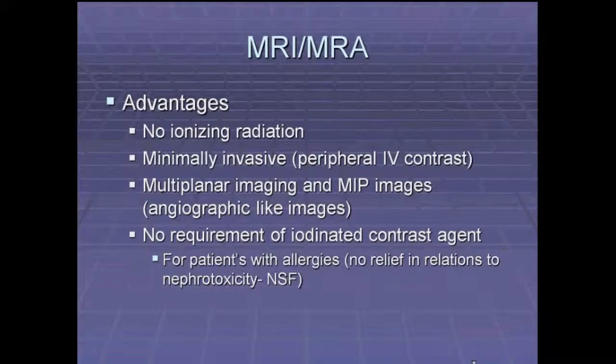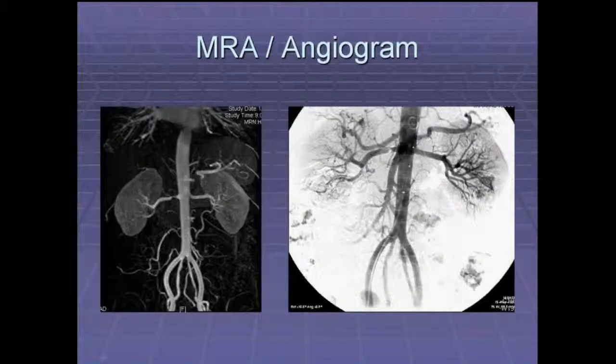How about MRI and MRA? What are some advantages? Well, obviously no ionizing radiation. Again, it's minimally invasive. It allows for multiplanar imaging and maximum intensity projection images. It gives us really beautiful angiographic-like images. There's no requirement for iodinated contrast. Here's a main renal artery stenosis with a correlating stenosis on the angiogram.